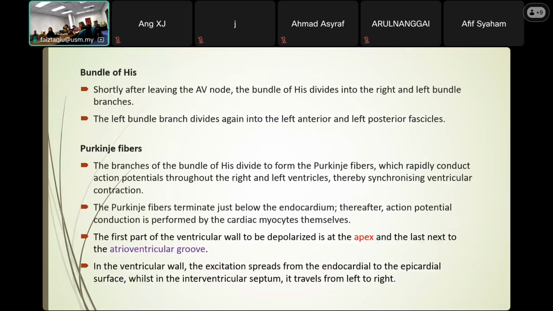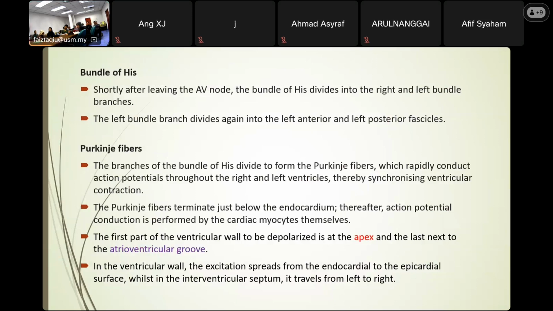In summary, you can almost see a synchronized ventricular contraction. They terminate just below the endocardium. Therefore, the action potential conduction is performed by the cardiac myocytes themselves. The first part of the ventricular wall to be depolarized is the apex, and the last is the atrioventricular groove.